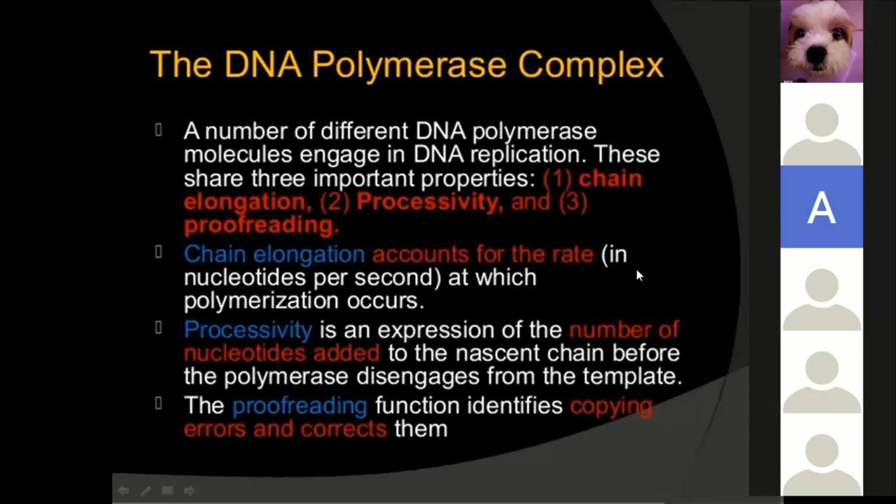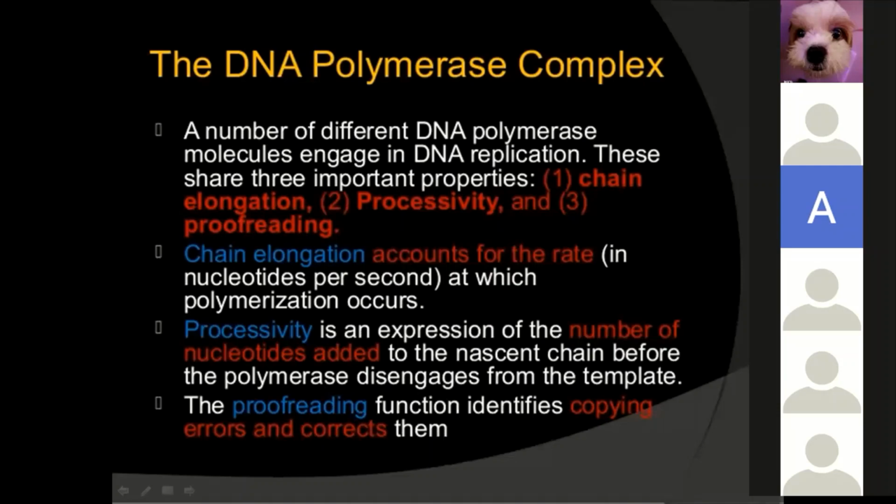Chain elongation accounts for the rate of nucleotides per second. Like how many nucleotides are added per second? This is called chain elongation, at which polymerization occurs. Processivity is an expression of the number of nucleotides added to the nascent chain before the polymerase disengages from the template. So it is in between the process, how many nucleotides are added to the nascent chain.